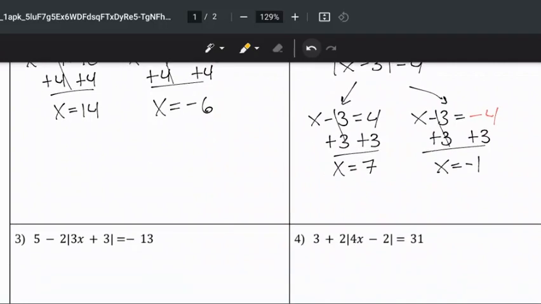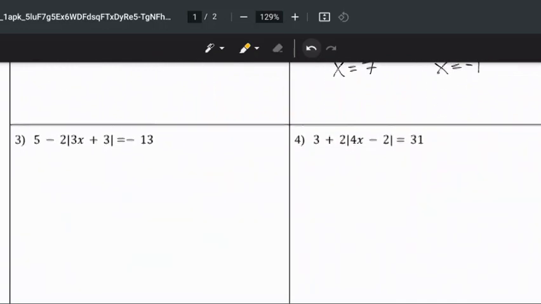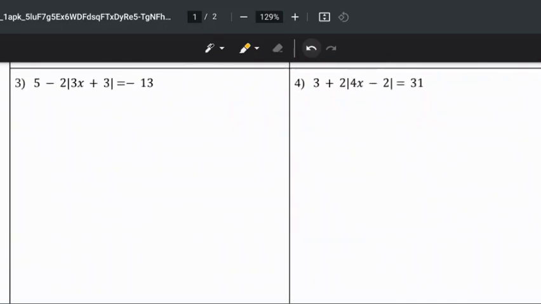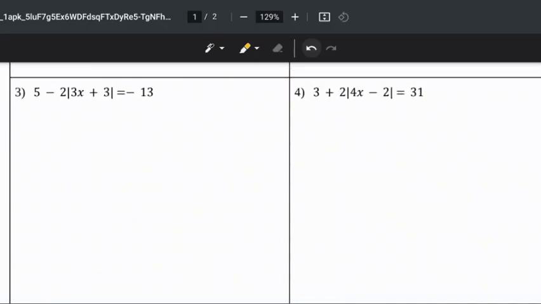All right, let's take a look at the next example, example number 3. Okay, so we have to isolate the absolute value bars. The first thing we have to do is, just like in any other equation, we do the subtraction or addition before we do the division or multiplication. So we have to subtract this 5 from both sides. We get negative 2 times the absolute value of 3x plus 3 equals negative 18.